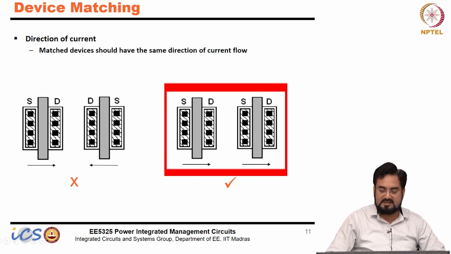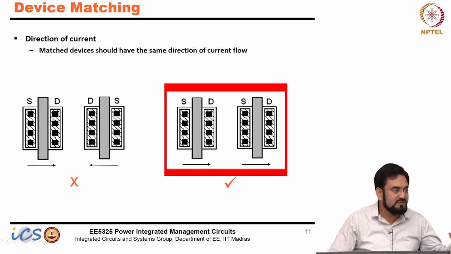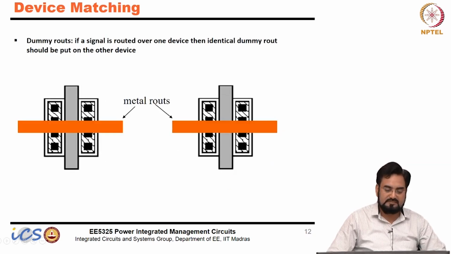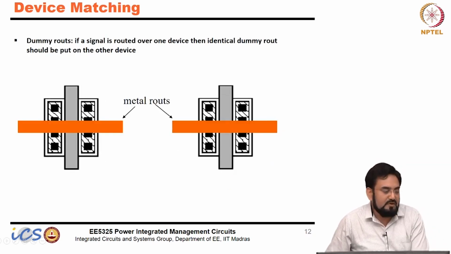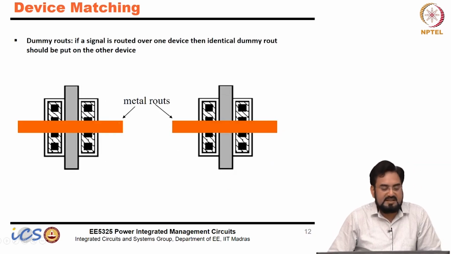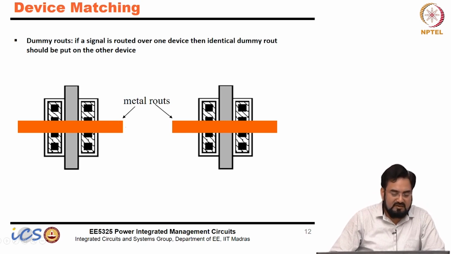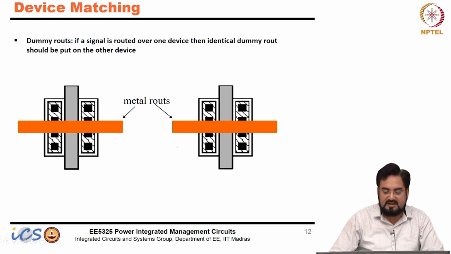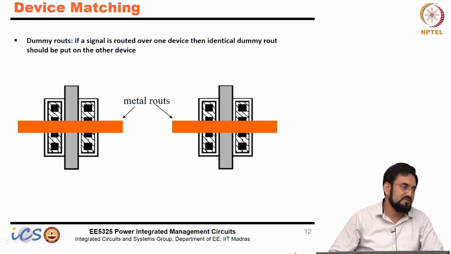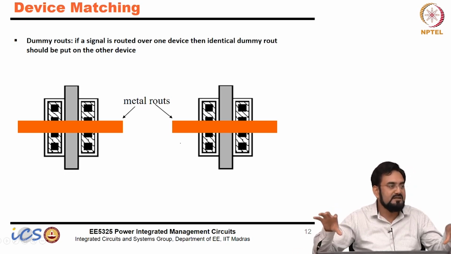So source, drain and source, drain. If the source is on the left, the source of the other device should also be on the left. Then dummy routes. Let's say you're routing a signal, and you're routing this guy from the top. But it's not necessary that you have a routing signal on the other device also. If the other device is not seeing the routing metal, then you have to put the dummy metal, so that both of them see the same metal.